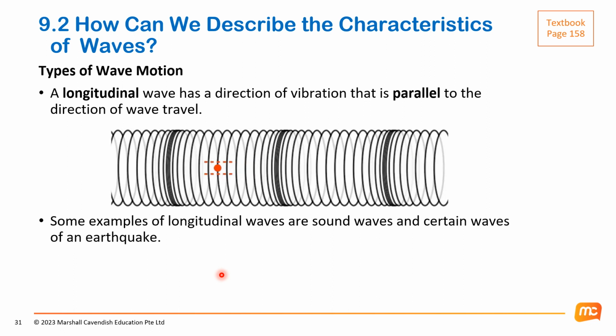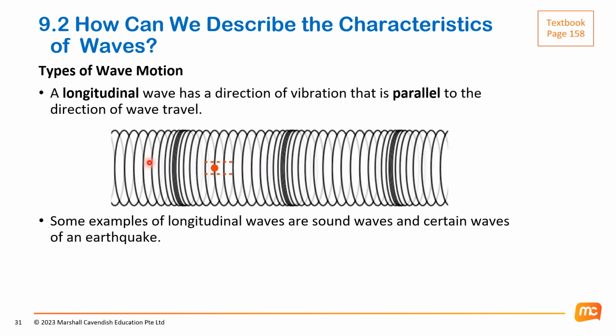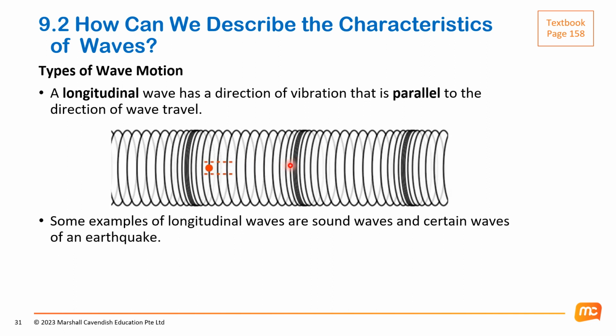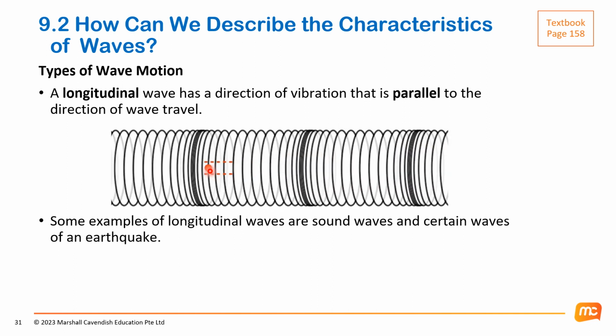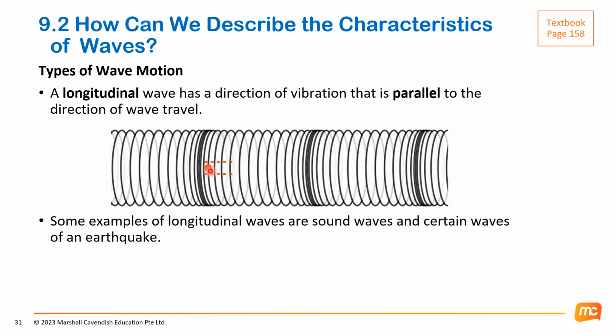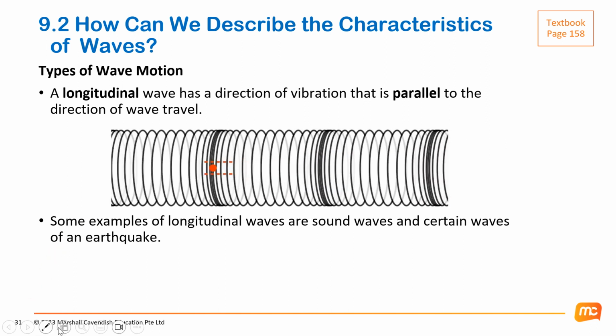So now we've got a longitudinal wave. In a longitudinal wave, the direction of vibration or oscillation is parallel to the direction of wave travel. You can see over here that the wave is traveling from left to right again, but this red point marks out one of the coils of this spring, and very clearly, it is moving left and right.